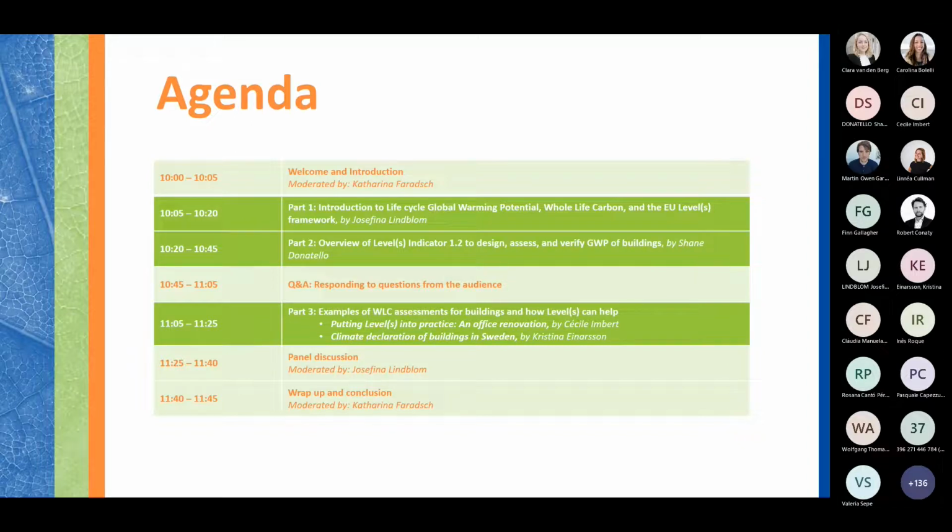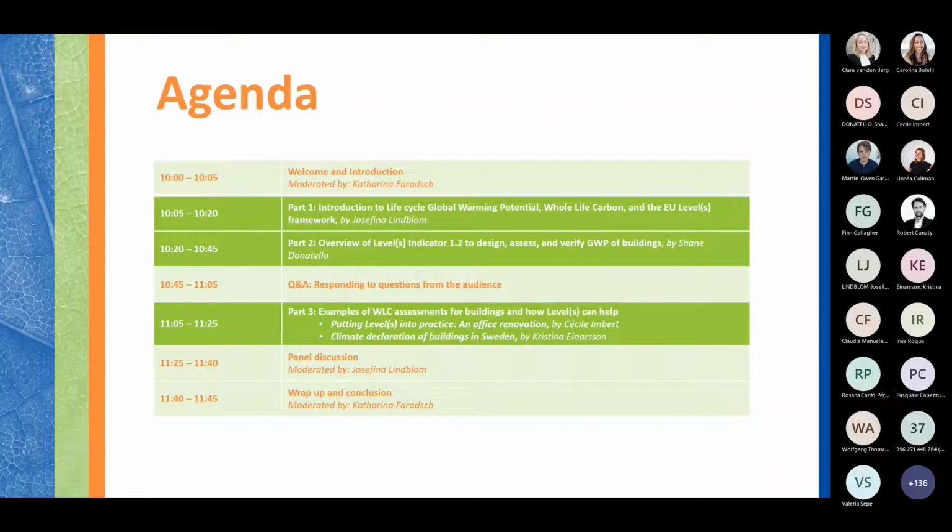And then there is part 3, which is a more practical side. So we're going to look into 2 examples specifically of putting whole life carbon assessments into practice. So 2 very knowledgeable speakers that we're going to have there will then also join us for a panel debate where more of these insights and experiences can be shared. The webinar will last until 11:45. So there's plenty of time for us to listen to these great speakers, but also to listen to your questions and inputs.